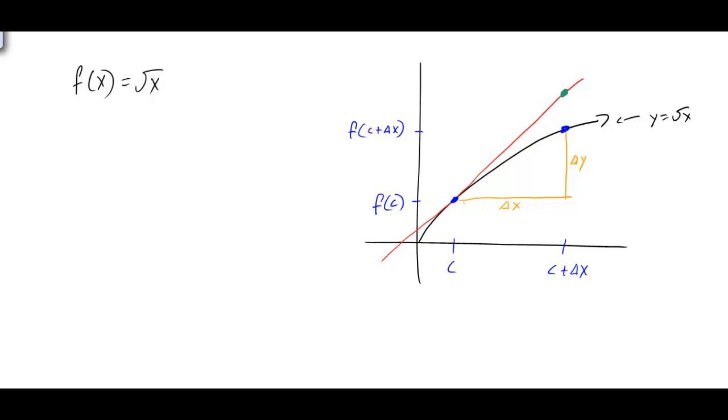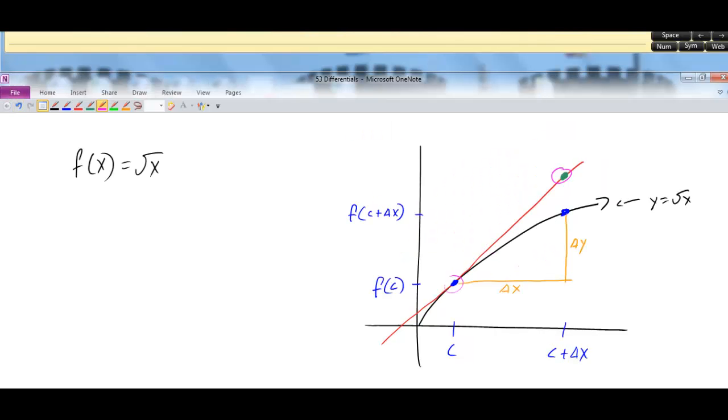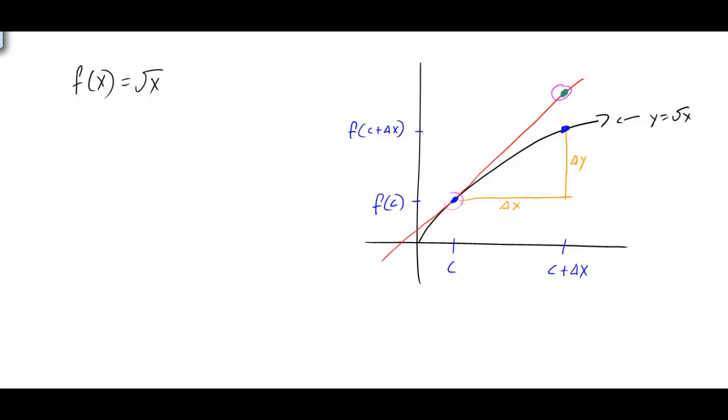Now, these are the actual changes in the functions. We want to actually relate this to the approximation here, the tangent line in red. Well, if you notice, if we go from c at this blue dot and then we go to c plus delta x based on the green dot on the approximation, well, the distance here from this blue dot to the green dot, as far as your change in x, that's going to be the same.